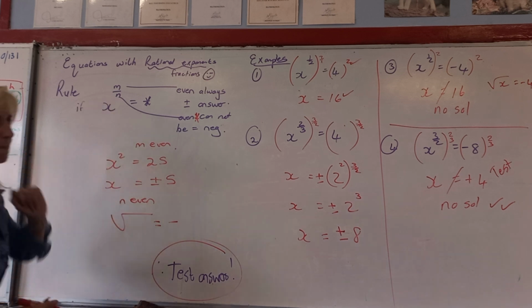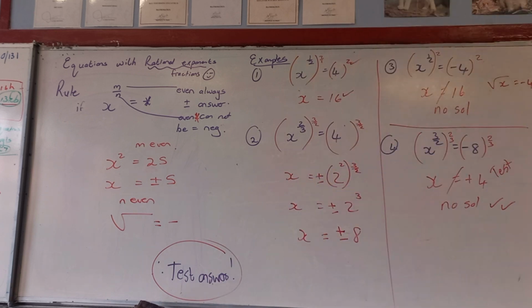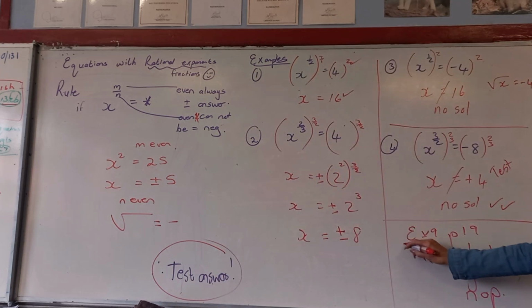Okay. So similar sums on page 19. There's your homework. 1 A, B, D, F, G, H, N, O, P.